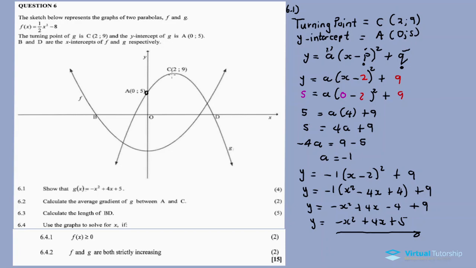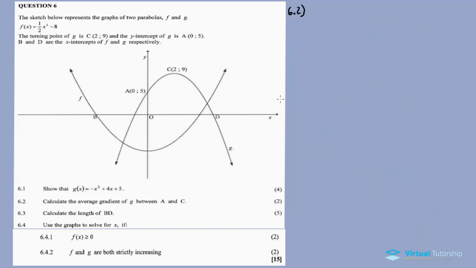A and C is for the average gradient between A and C. So this one is straightforward. Inside the gradient formula, 6.2, the average gradient is equal to y C minus y A divided by x C minus x A. So we calculate this like a normal gradient. I know it's a curve, but for average gradient on a straight line, it's just a gradient.